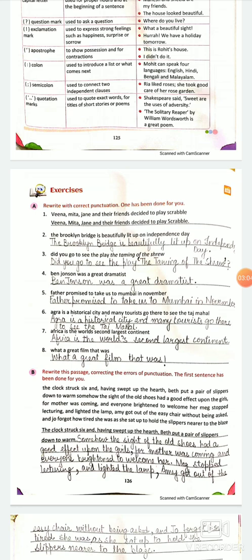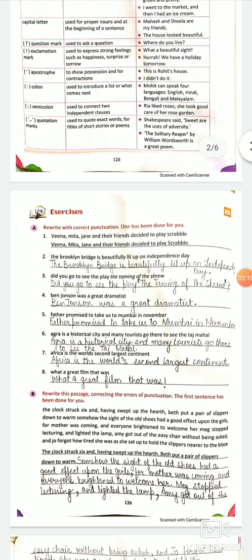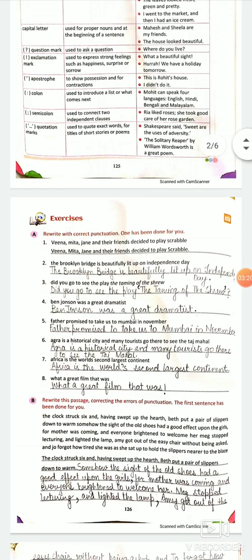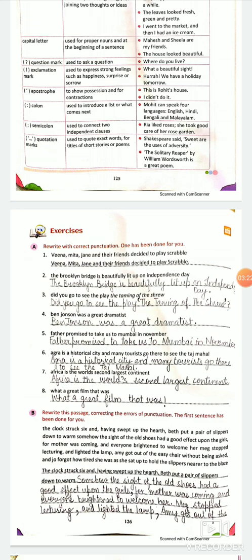Then we have a colon, which is used to introduce a list or what comes next. For example, Mohit can speak 4 languages. Colon, not semicolon, it will be a colon. English, Hindi, Bengali and Malayalam. After speaking the base of the sentence, Mohit can speak 4 languages, now we are listing the different languages, we'll use a colon.